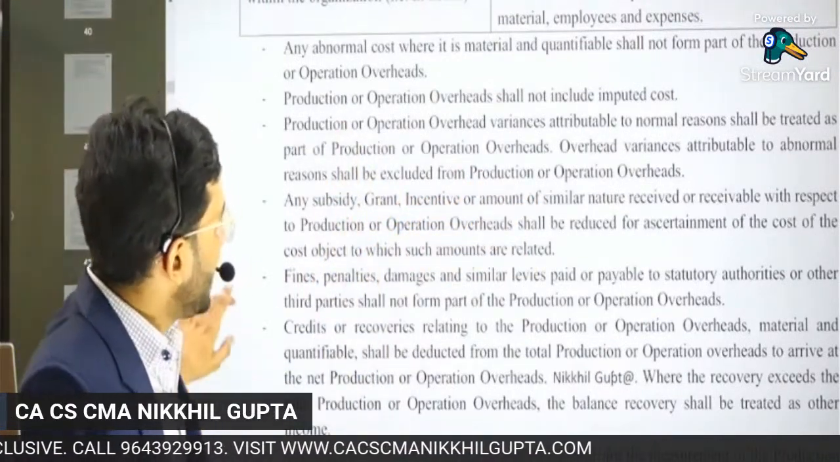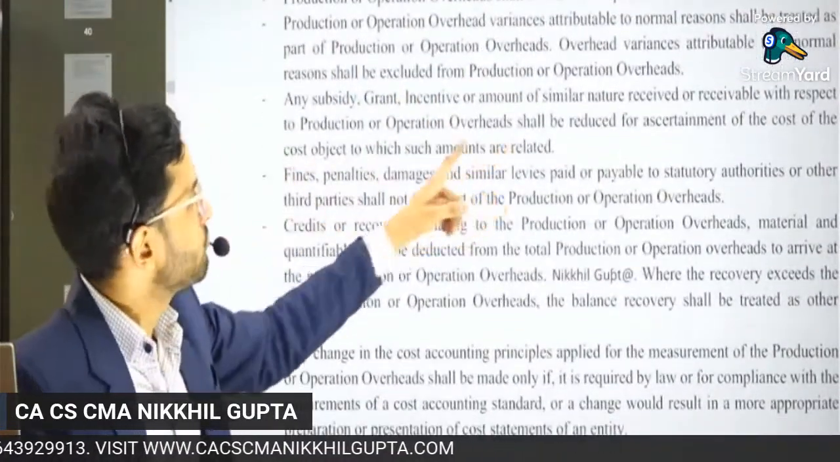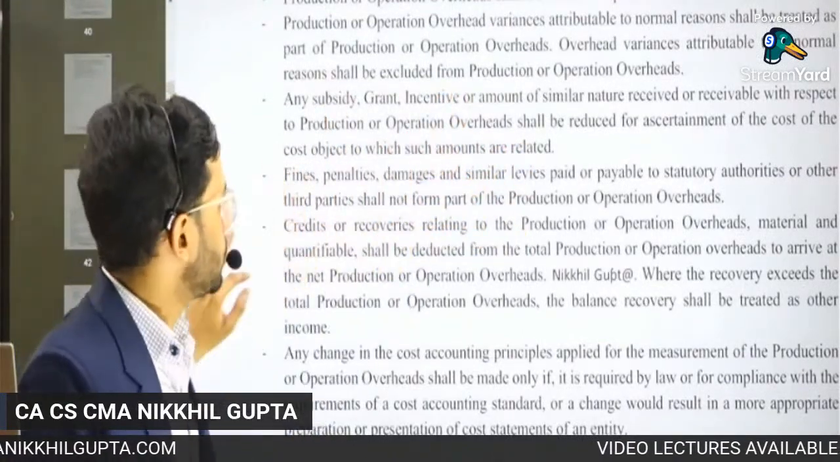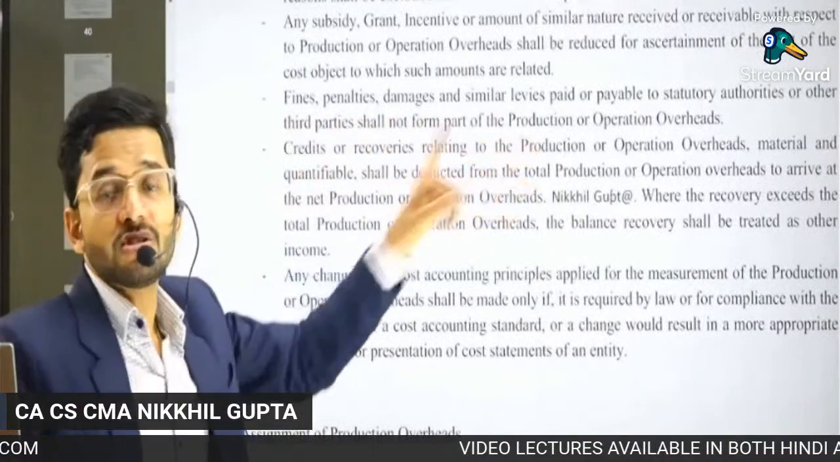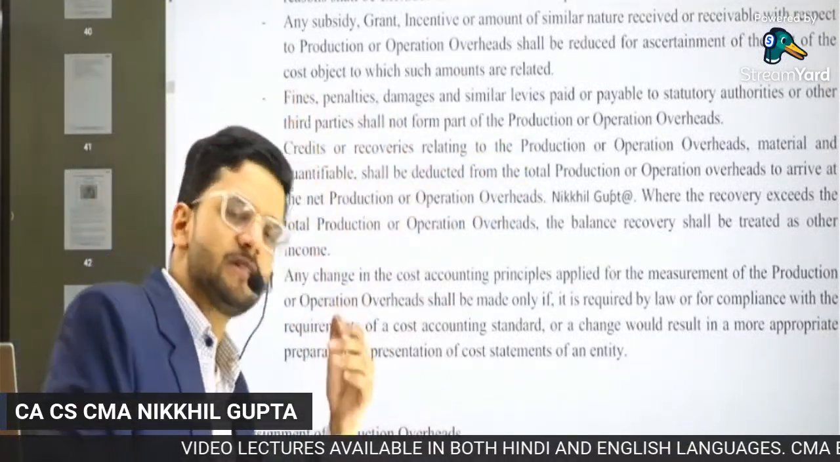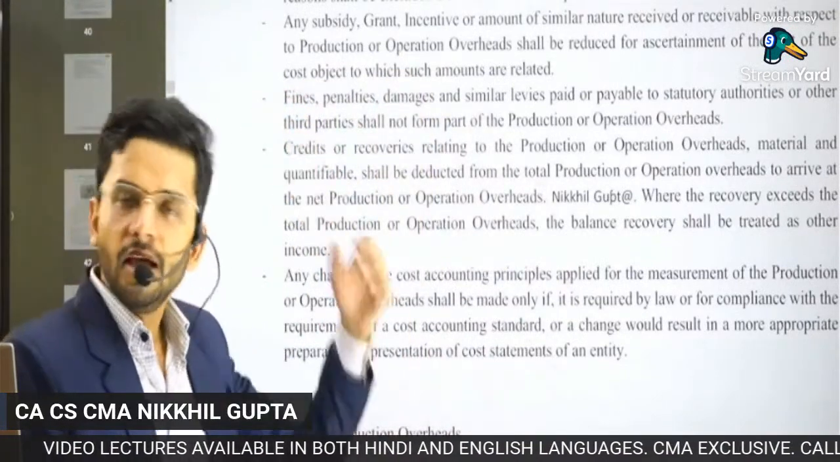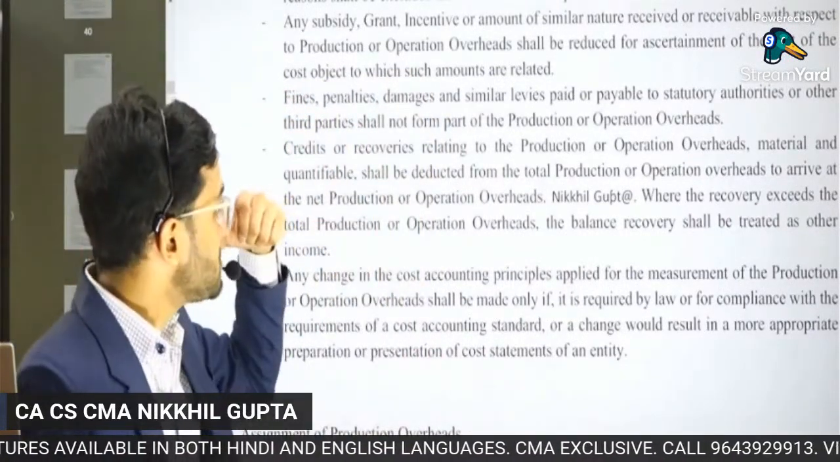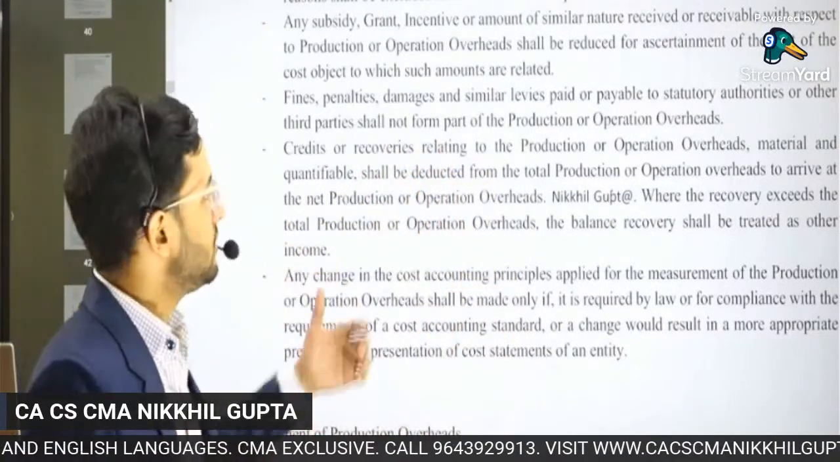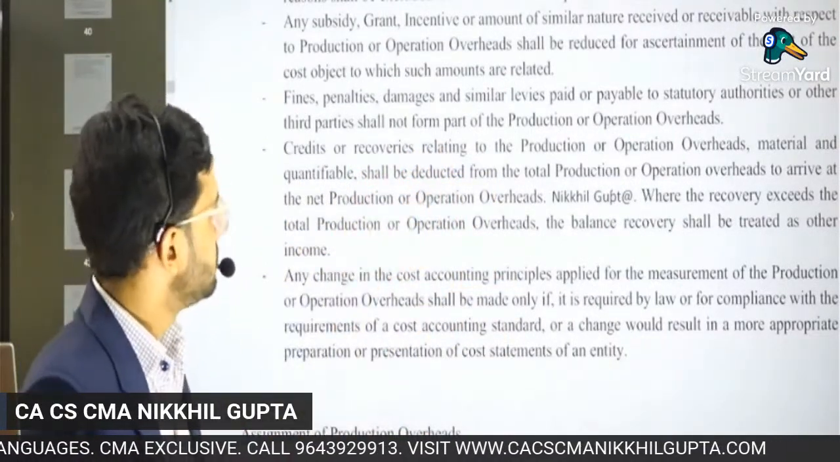Any subsidy, grant, incentive which is received from government or anyone shall be reduced. Fines, penalties, damages should never be included in your cost. And we will follow these principles in all the cost accounting standards, guys. Credits or recoveries, if you are making some credit or recoveries from these costs, then we will reduce it.